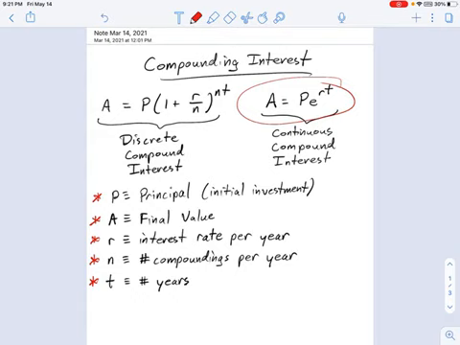And the reason we don't care about the number of compoundings per year is because the rate is continuous. And when the rate is continuous, that means we have an infinite number of compoundings per year. We don't need to put a number on it. We'll get into some examples of this.